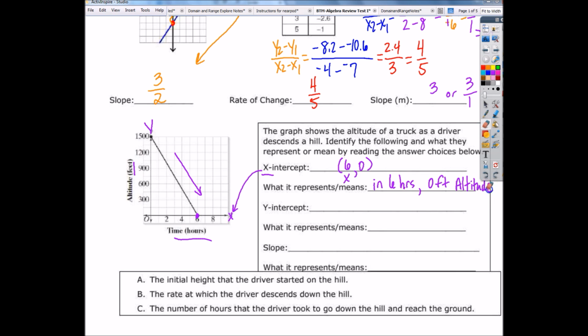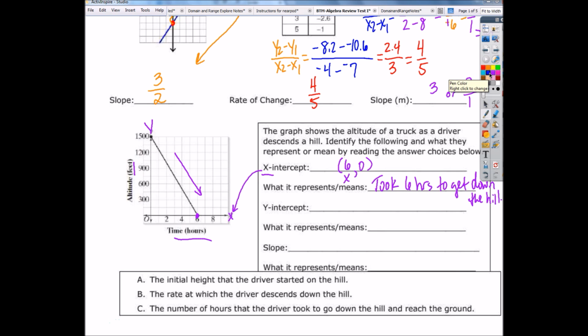And you can use that answer if you like. Or if you want to say it took 6 hours to get down the hill. All right, so 6 hours to get down the hill. Does that make sense? The altitude all the way down to 0. Bam! 6, 0.